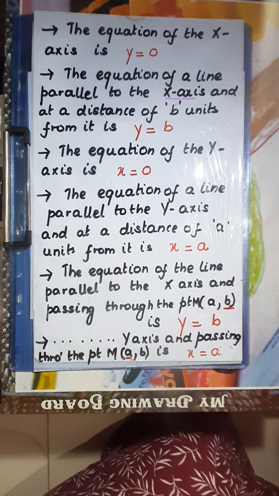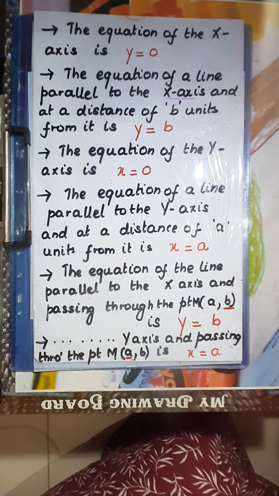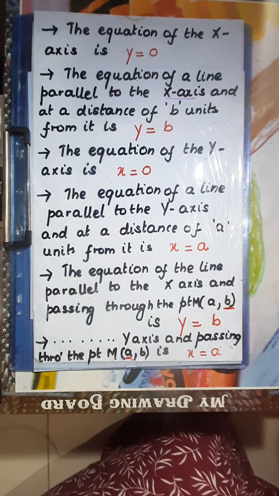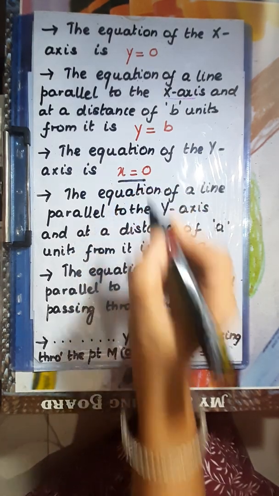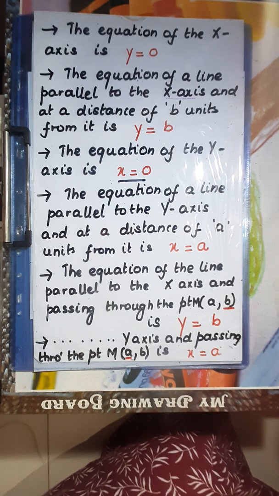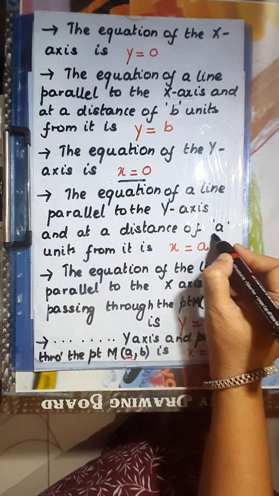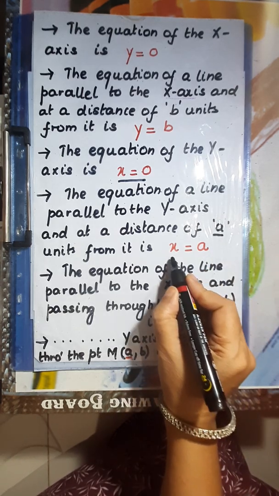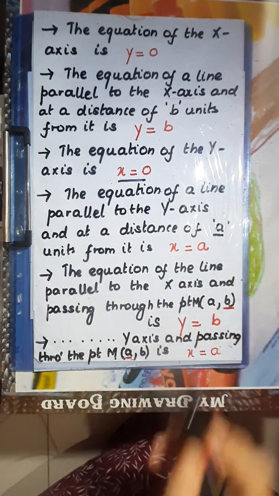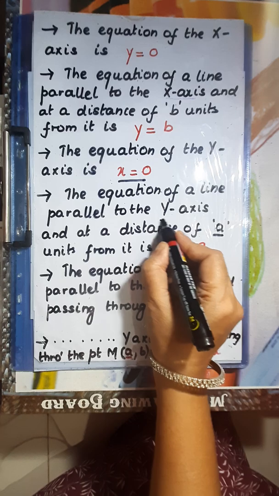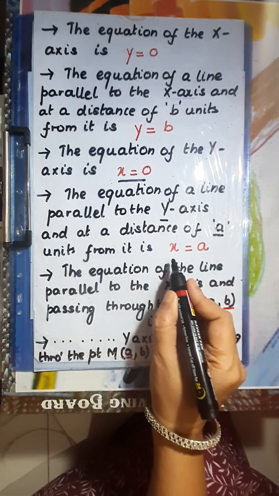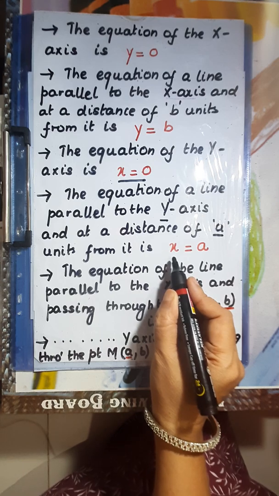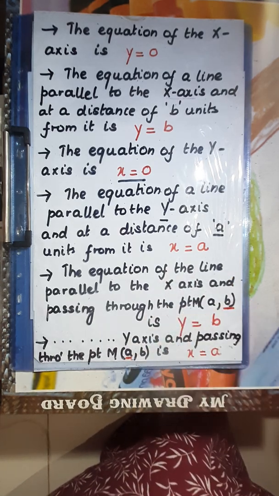Now, what is the equation of the y-axis? The equation of the y-axis is x is equal to 0. And any line which is parallel to the y-axis at a distance of a from it is x is equal to a. Because it is parallel to the y-axis, we will say x. It cuts the x-axis at point A.